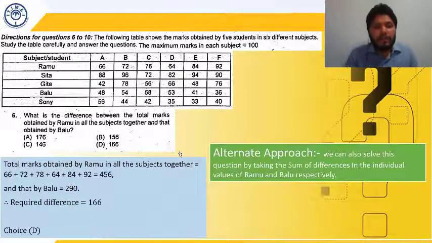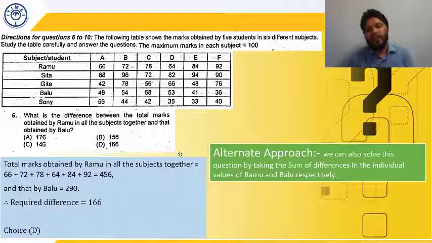Similarly, what is the difference between the marks of Ramu and Balu in B subject? It is 72 minus 54. So 72 minus 54 is going to be how much? 18. Again 18. Earlier it was 18, again 18. 18 plus 18 will become 36. What is the difference between the marks of Ramu and Balu in C subject? It is going to be the difference between 78 and 58. So what is the difference between 78 and 58? It is going to be 20. So 36 plus 20 will become 56.